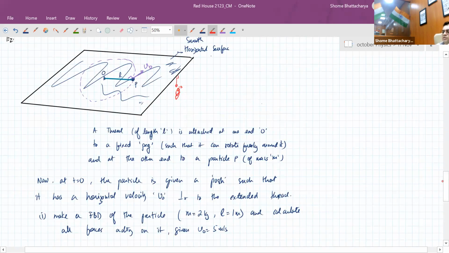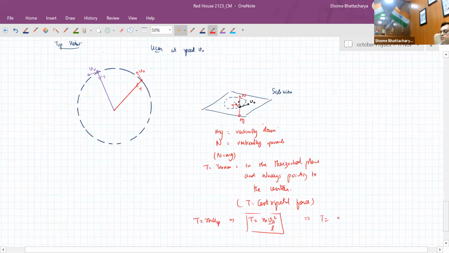Okay, so 2 kg, length of the thread 1 meter, and speed v0 5 meters per second. So 2 into 5 squared divided by 1. So we have a tension of 50 newtons. Whereas you can see the weight is 20 newtons. Normal reaction balances the weight, so it's 20 newtons.